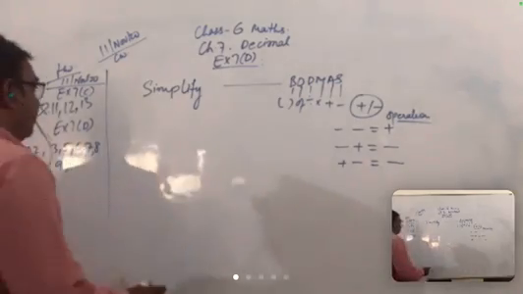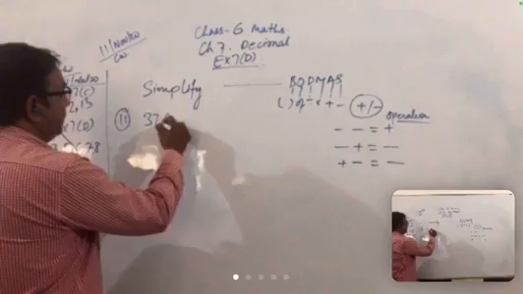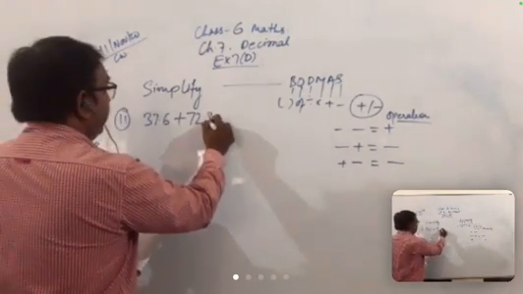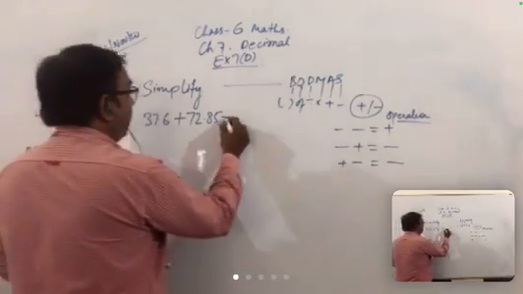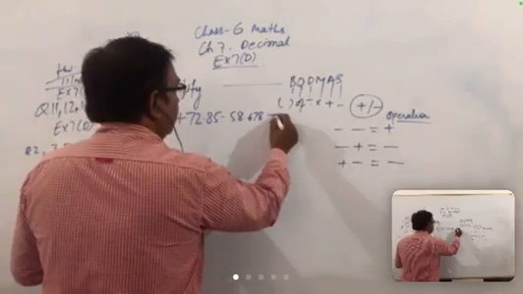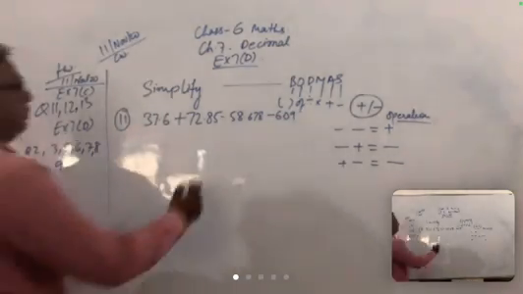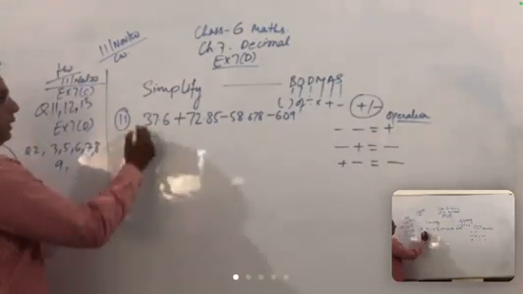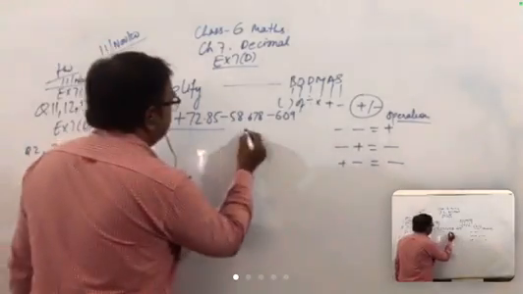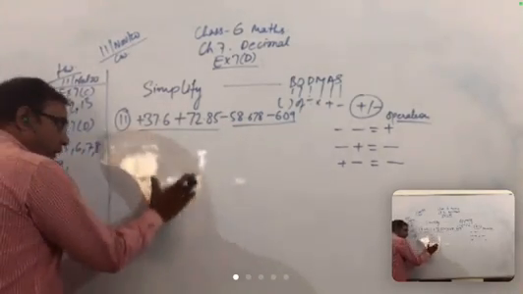So the first question, question number 11, is 37.6 plus 72.85, then minus 58.678, and the last number is minus 6.09. Now you see there are two plus numbers, and if there is no sign, that number is positive. So we can add these, and the minus numbers we can handle with the column method only.